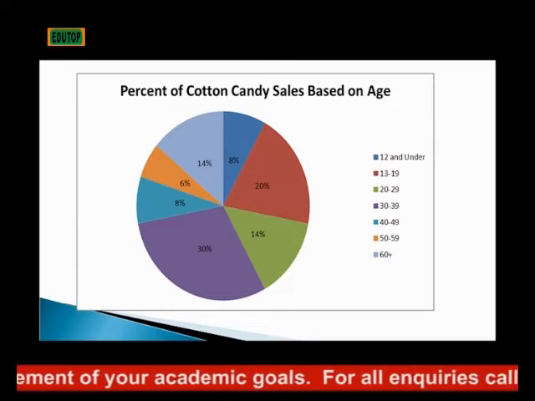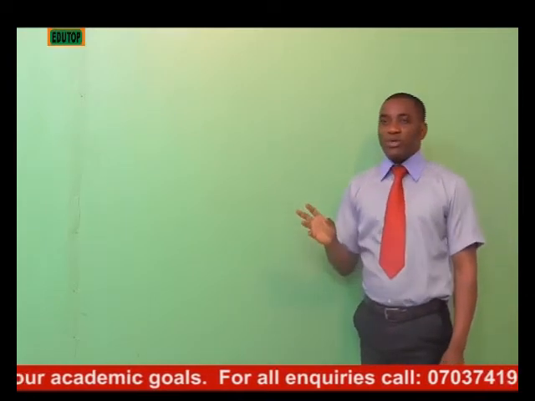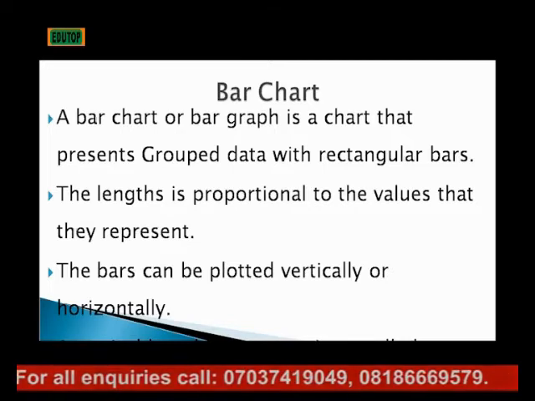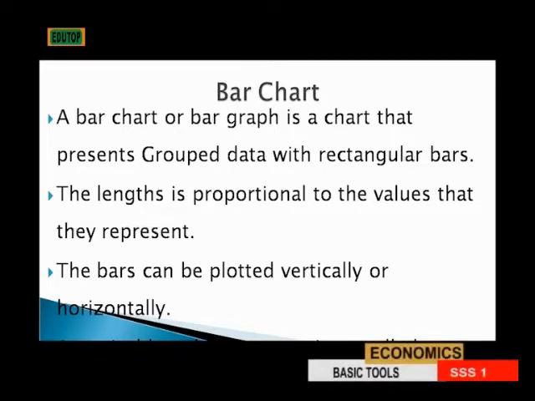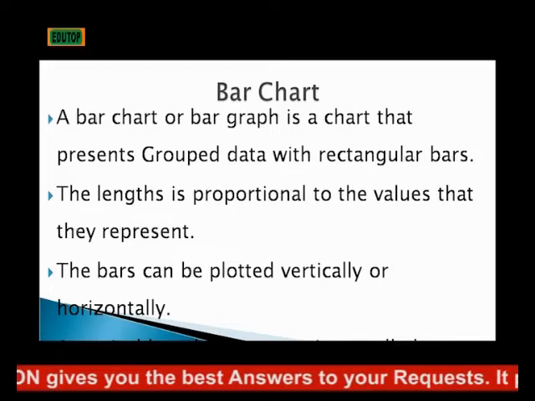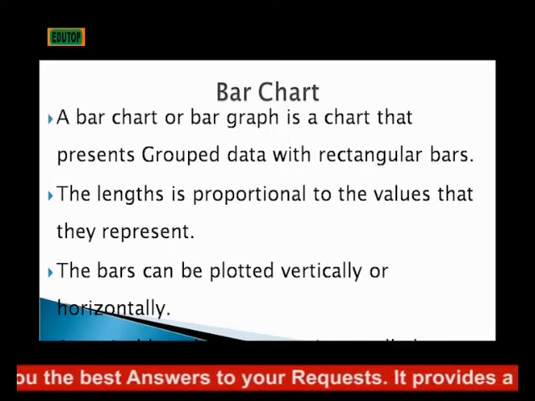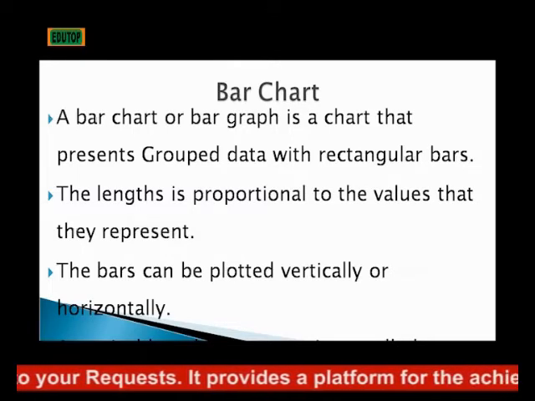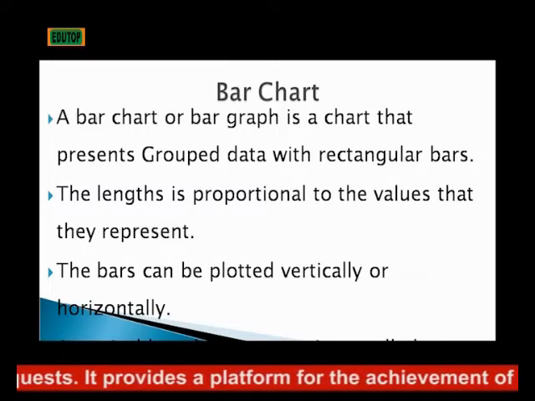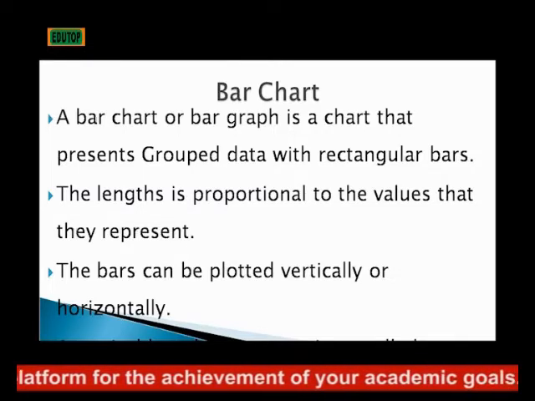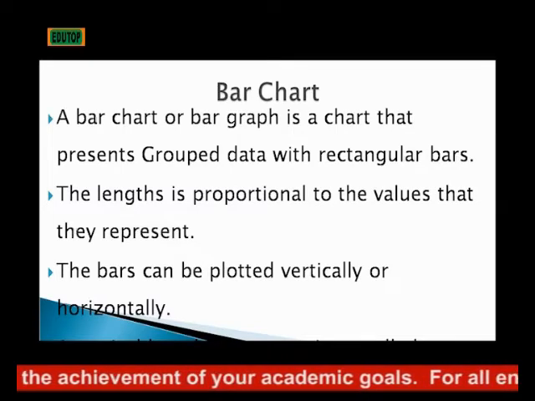Then, what is a bar chart? It is the second chart that we are looking at. A bar chart is a graph that represents grouped data in rectangular bars. It's different from the circle or pie chart that we just treated. This one is in the form of rectangles, used as bars such that the length and the proportion of the value represent each bar. The value that each bar represents is what is put on each of the bars.